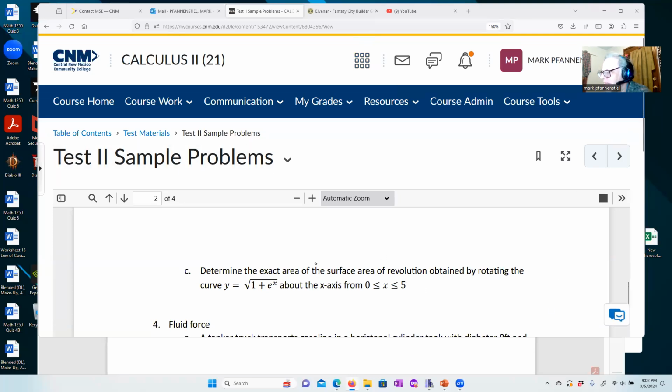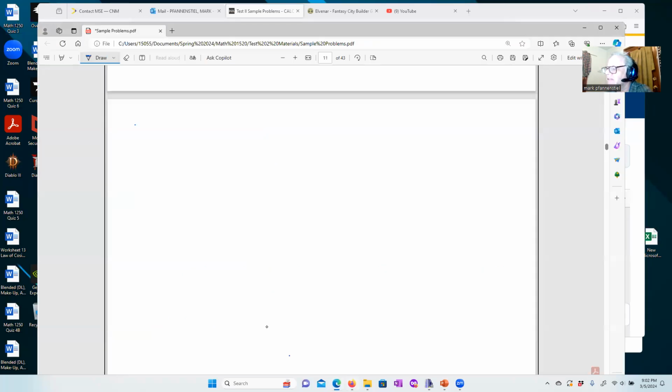So this is: determine the exact area of the surface of revolution obtained by rotating the curve, the square root of 1 plus e to the x, about the x-axis between 0 and 5. So let's go ahead and have a look at that. Over here, we're going to just write down the thing. This is y equals the square root of 1 plus e to the x between x equals 0 and x equals 5.